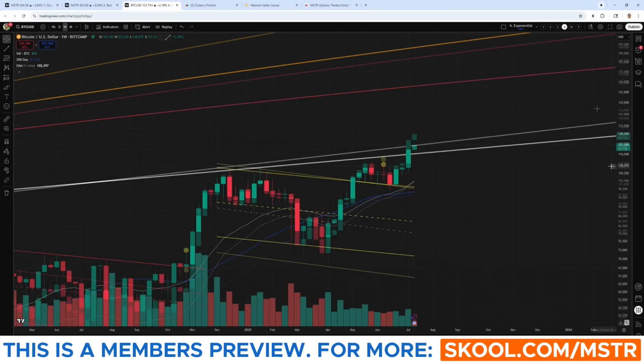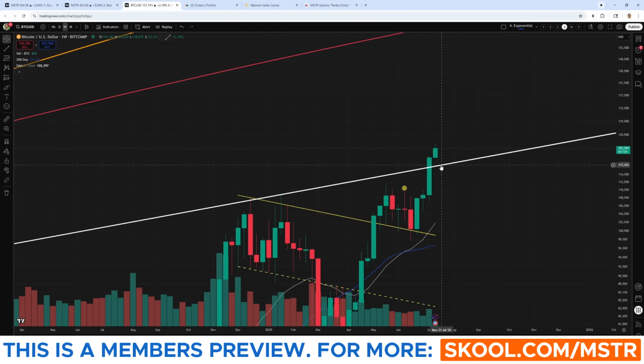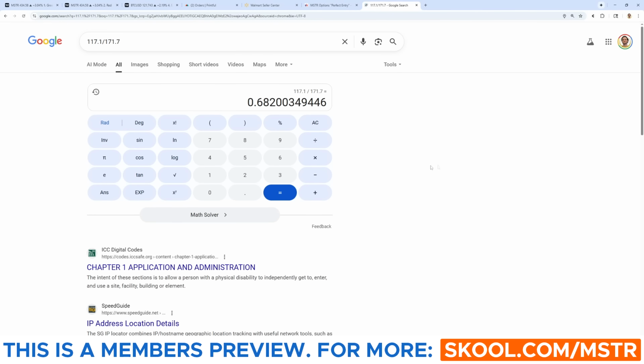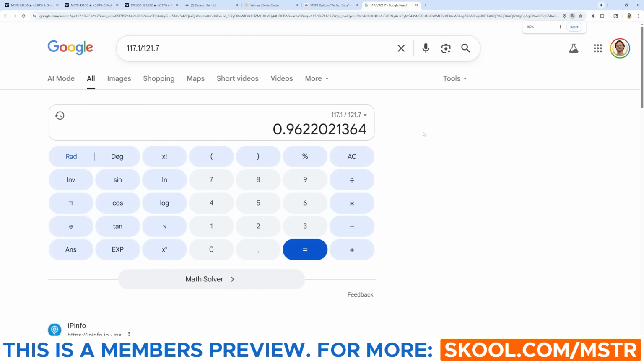Okay, ready? Let's use Bitcoin as our guide for how far back we think this could fall. If Bitcoin drops back down to 117.1 from 121.7, 117.1 divided by 121.7. Let's just say this directly translates into an MSTR backtest. Your entry would be 3.8% better, right? So you would get in 3.8% better.